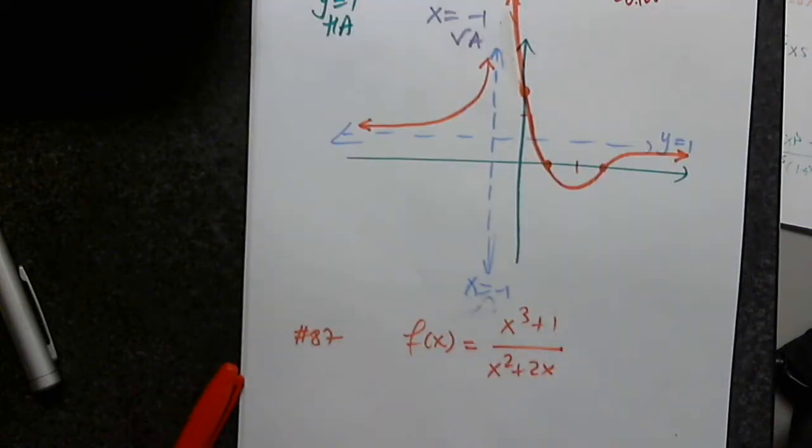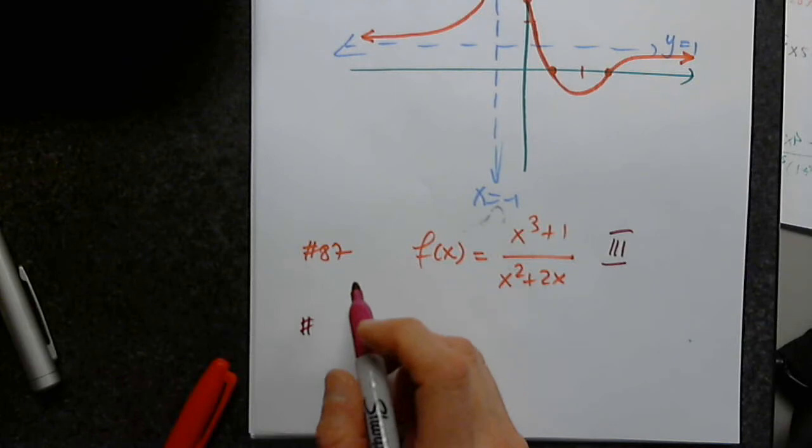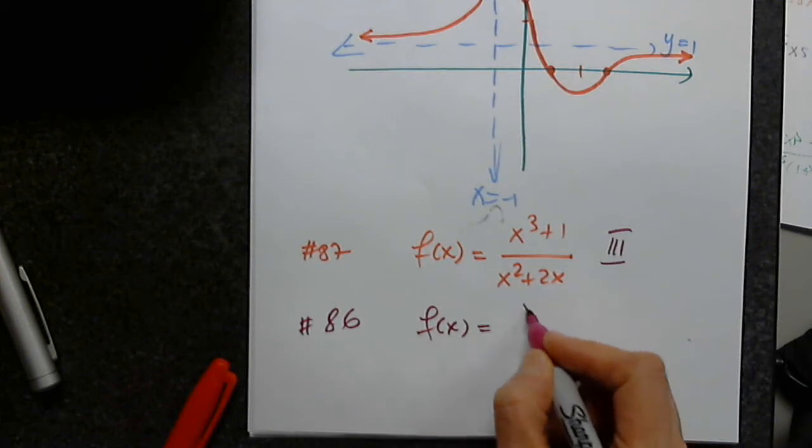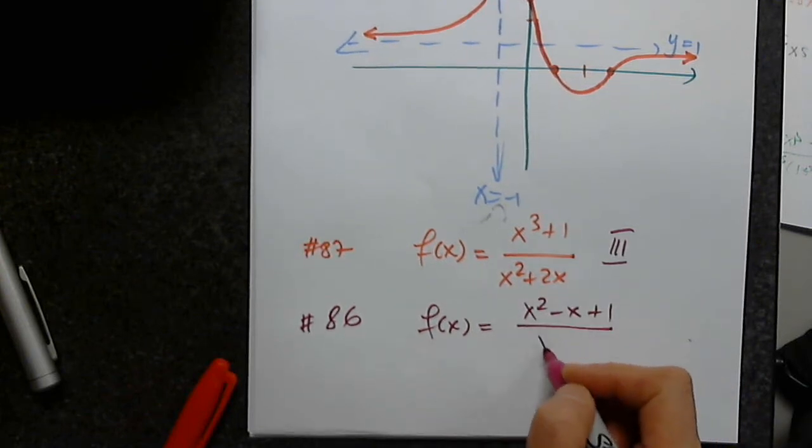Good. Okay, what type is this? Yes, it is type 3. What we did. Okay, so let's choose another. Did we do 86 or 88? Okay, so let's look at 86. F of x equals x squared minus x plus 1 divided by x minus 1.